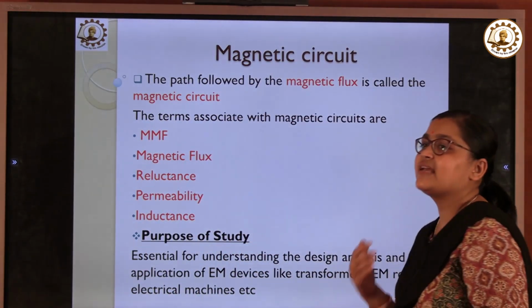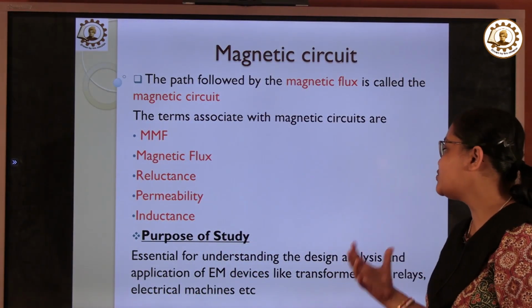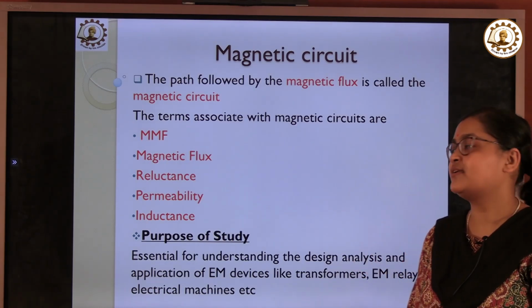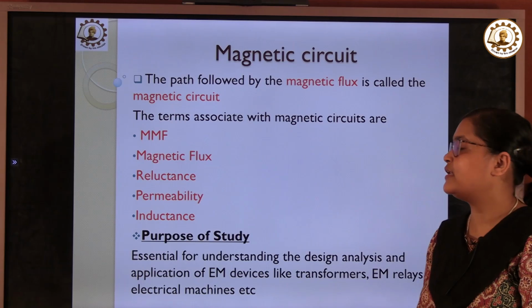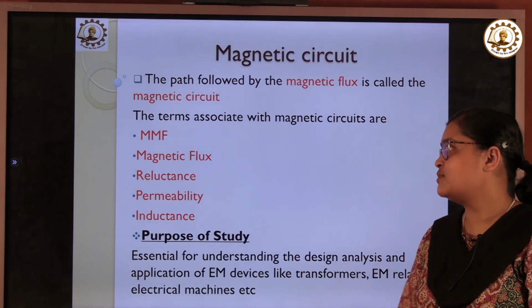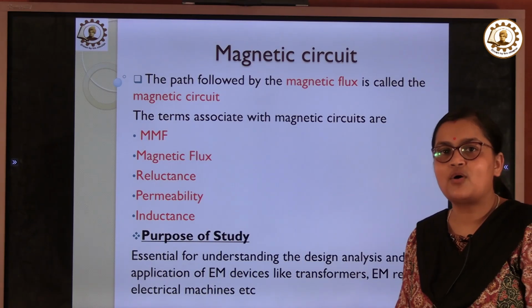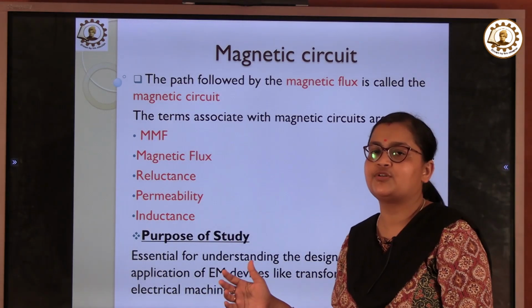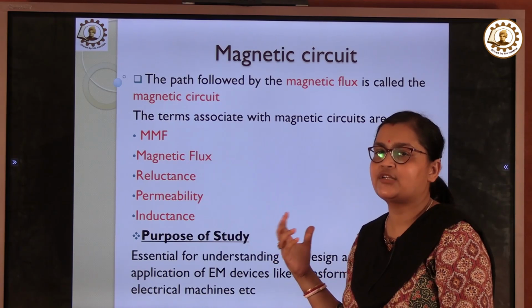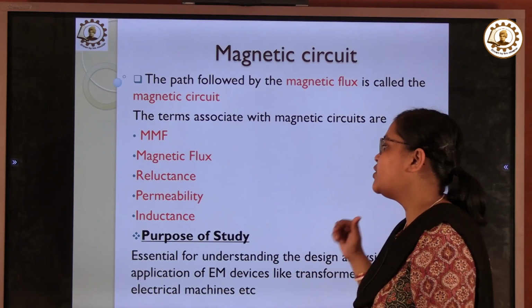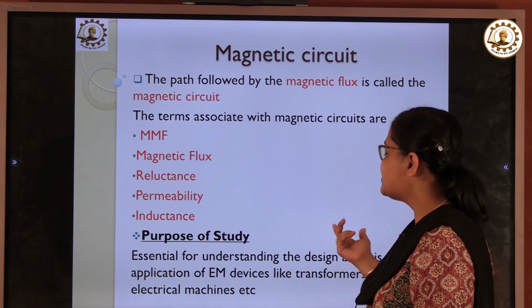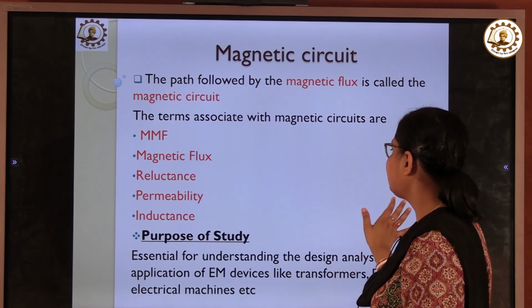Because they are essential terms in order to understand the design, analysis and application of electromagnetic devices like transformers, like electric machines, etc. If we do not have an idea of what these terms are concerned with, we cannot know about the application of devices which meet this principle of magnets. These are transformers, EM relays, electric machines, and generators or motors.